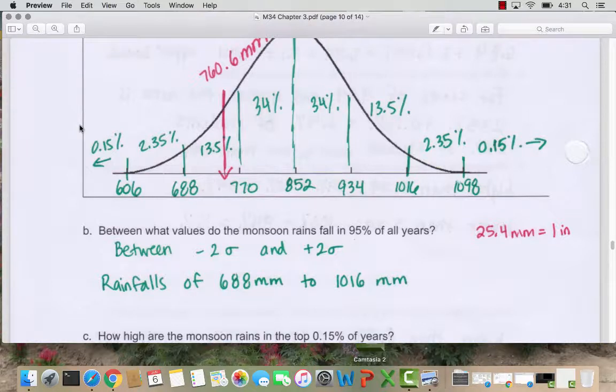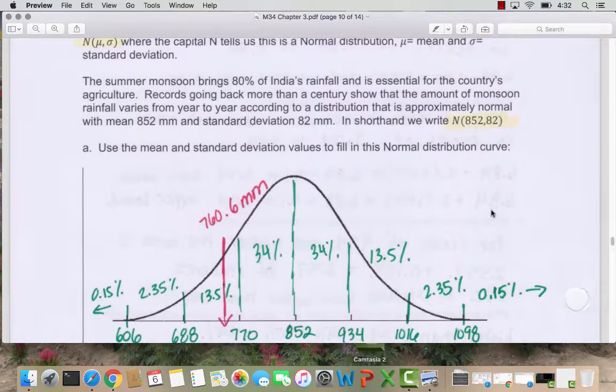So we want to know between what values do the monsoon rains fall in 95% of all years. So that's going to be down 2 standard deviations and up 2 standard deviations. So those are rainfalls of 688 millimeters to 1,016 millimeters. And if you want to try to convert these to inches, you can use the fact that 25.4 millimeters is 1 inch, and grab your calculator and divide by 25.4 if you want to think about how does that compare to our Bay Area rainfall numbers.